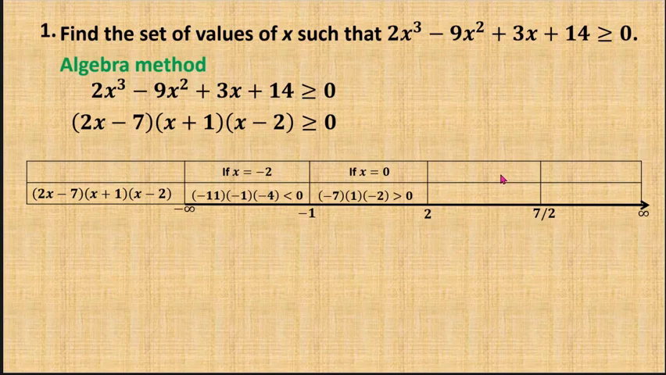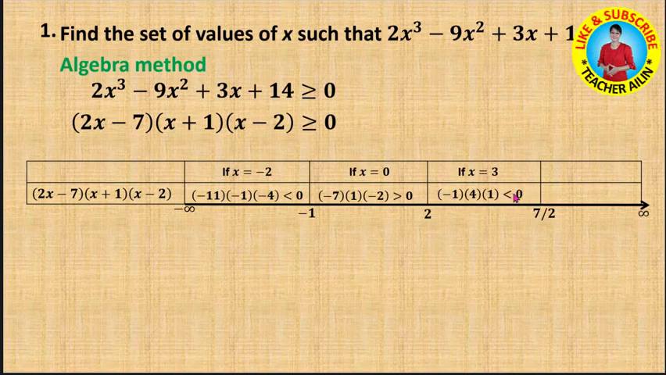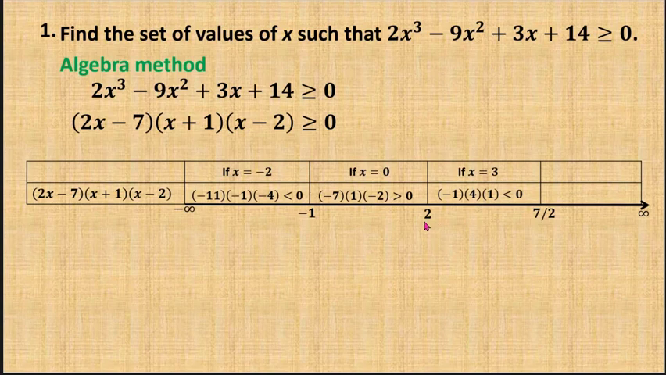Now I'm going to test the third region, from 2 to 7/2. In this region, one value of x is chosen. Let's say 3 is chosen. When x is 3, 2x minus 7 is -1, x plus 1 is 4, x minus 2 is 1, then the overall value is a negative value which is less than 0. So this result shows that the polynomial is less than 0 when x is between 2 and 7/2.